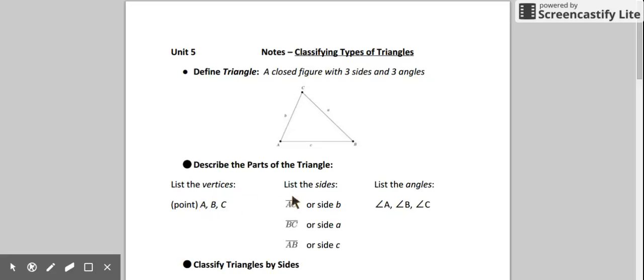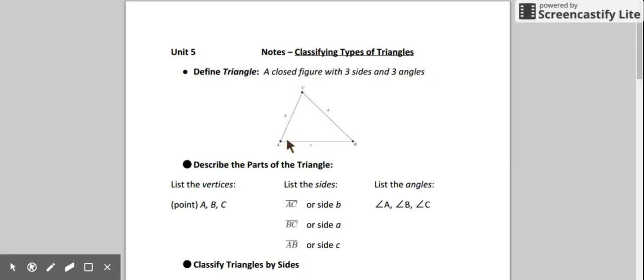Sides can be described a couple of different ways. We could talk about them as segments, or we could use a lowercase letter. So I could describe this side as segment AC or side B. I could describe this side as segment BC or side A, and I could describe this third side as segment AB or side C.